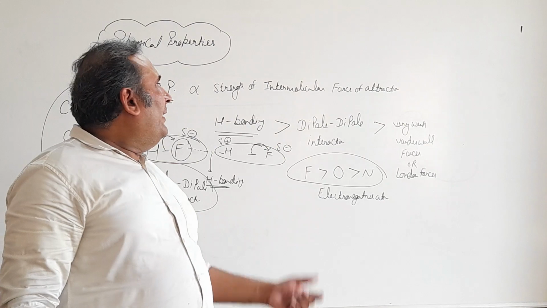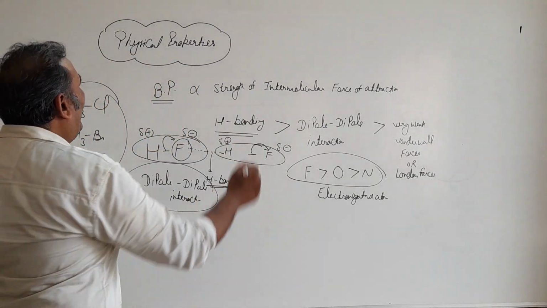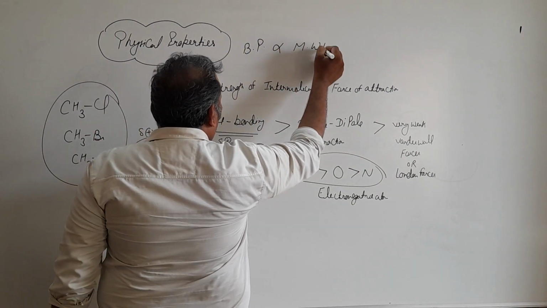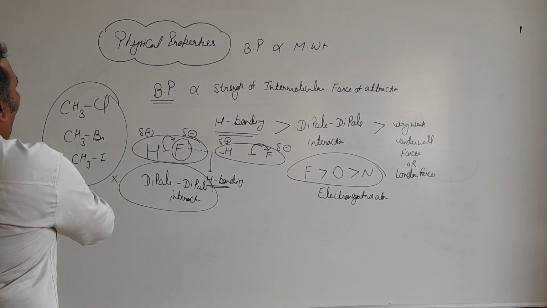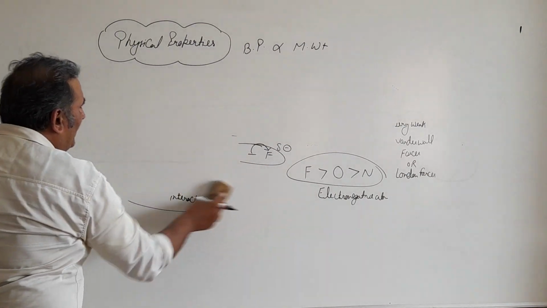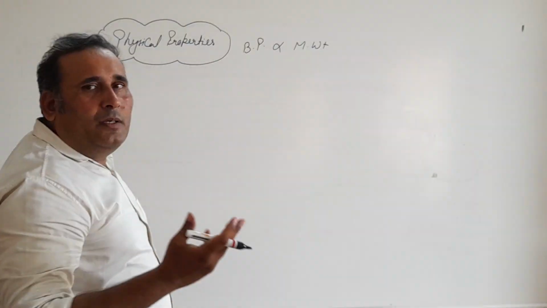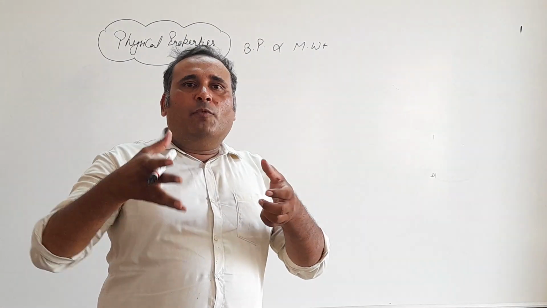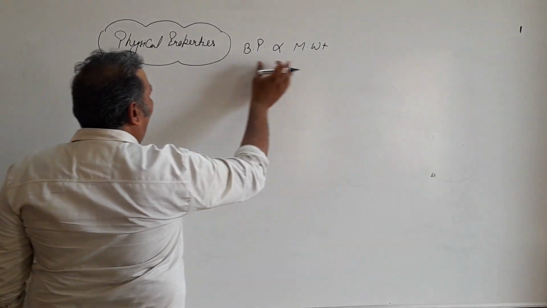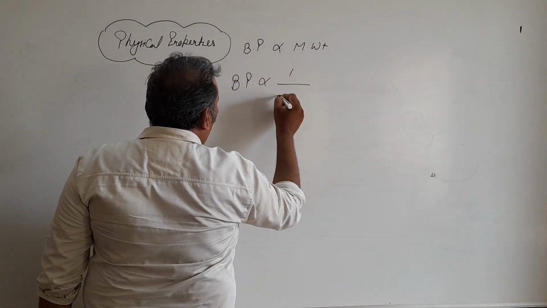So boiling point is directly proportional to the strength of intermolecular force of attraction, first point. Second point, boiling point is directly proportional to molecular weight. And third point, or we can say size of atom, because van der Waals force depends upon the size of atom. So if the size of atom is increased, then van der Waals forces are also increased. So the second point is molecular weight, directly proportional. Third point is boiling point is inversely proportional to the number of branching.